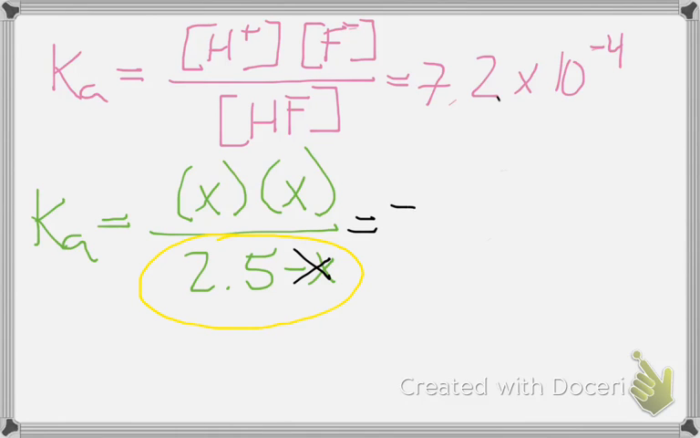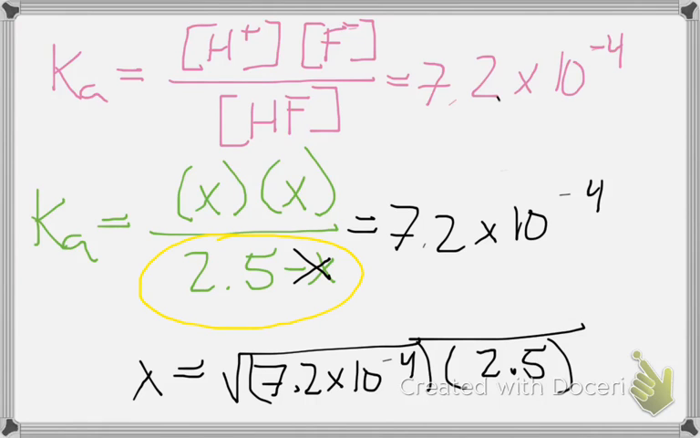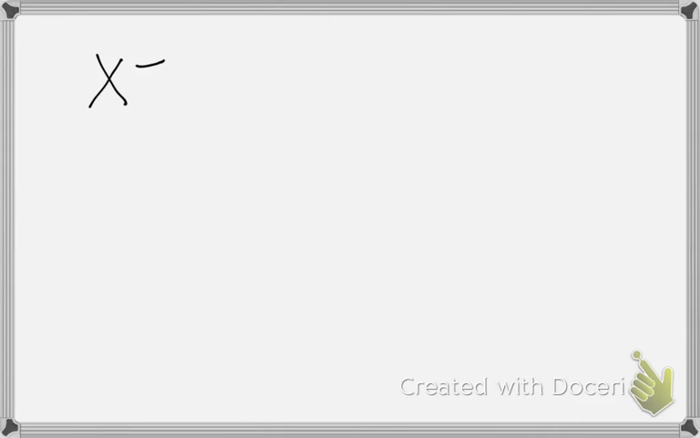We know that this all equals 7.2 times 10 to the negative fourth. So we can take this equation and rearrange it to see that x would equal the square root of 7.2 times 10 to the negative fourth, multiplied by, also in the square root, 2.5. So feel free to pause real quick and solve for that x, but when I solve for x, I find out that its value is 0.042.